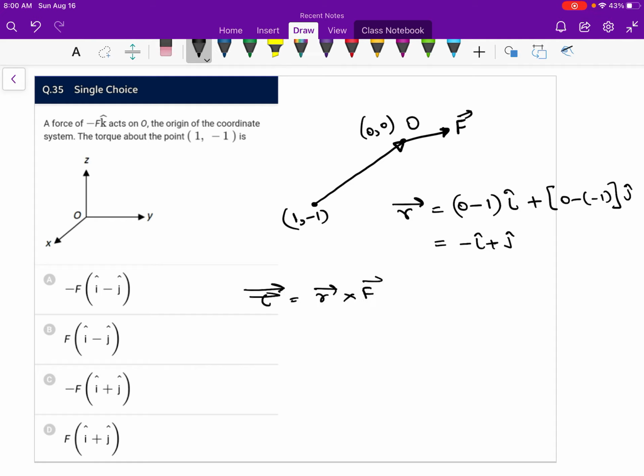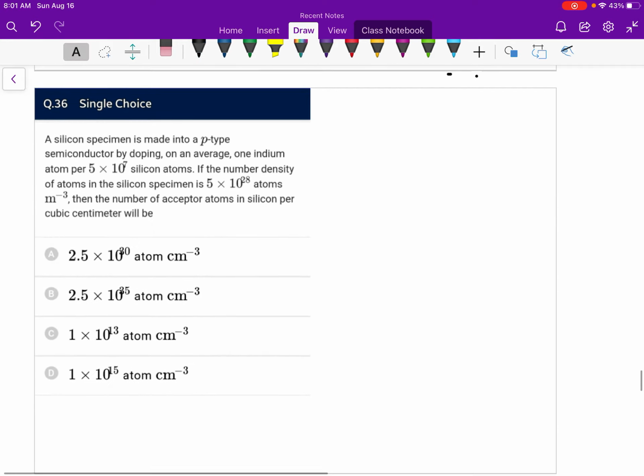Now tau vector is r cross F vector. So minus i plus j cross F, which is minus F k cap. Now minus i cross k is j, and j cross k is i. So taking minus F common, this is minus F i plus j. So minus F i plus j, C is the correct option.